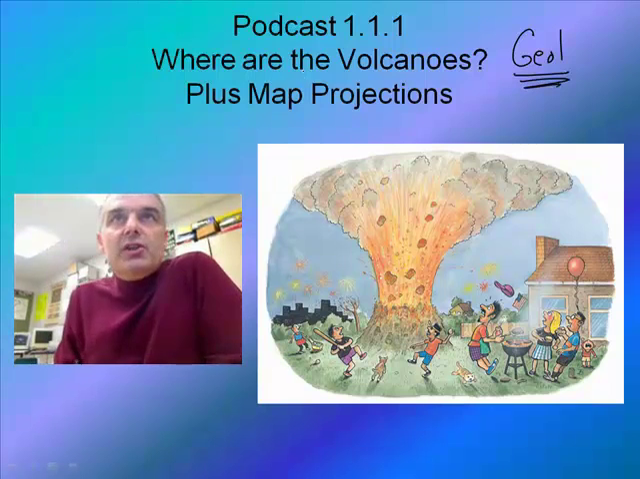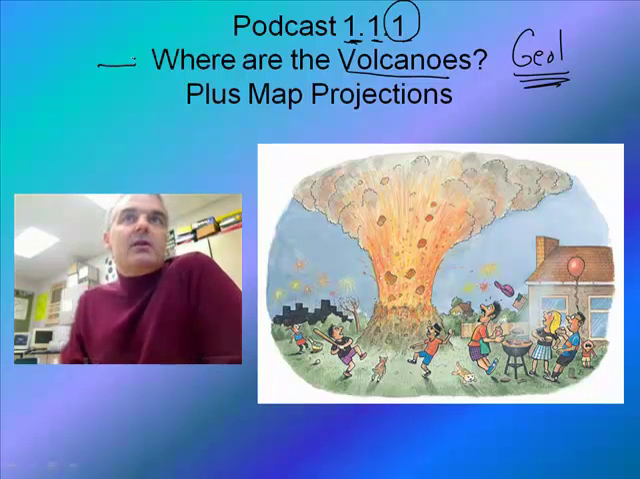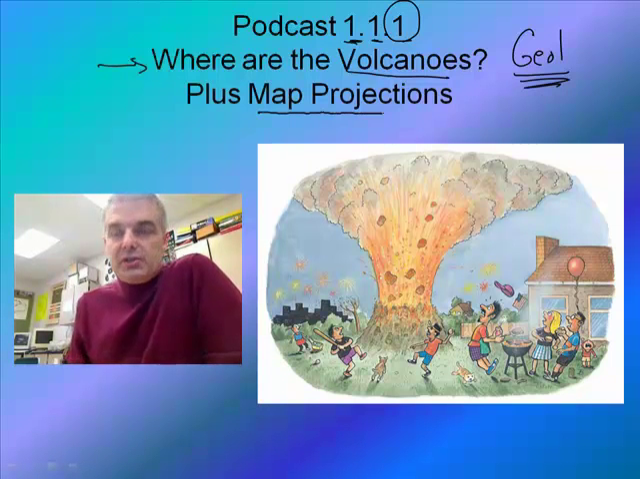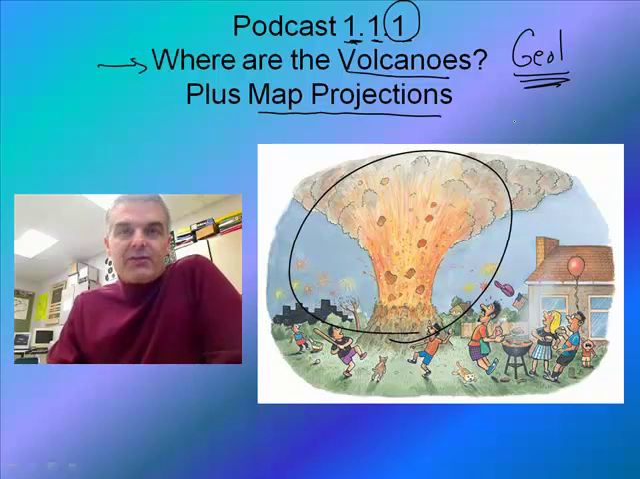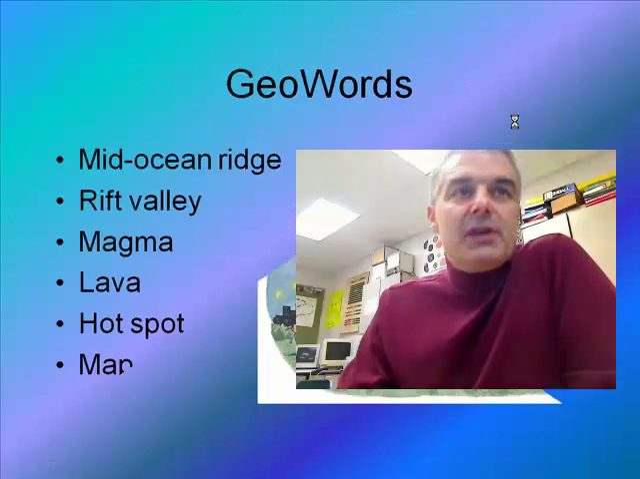And in our first unit, Unit 1, Chapter 1, which happens to be on volcanoes, Section 1, we're going to be dealing with the question: where are the volcanoes? Plus, we're going to learn about something called map projection. So those are our main goals here. We have a volcanic eruption here. This is from your textbook, so we'll see how this goes.